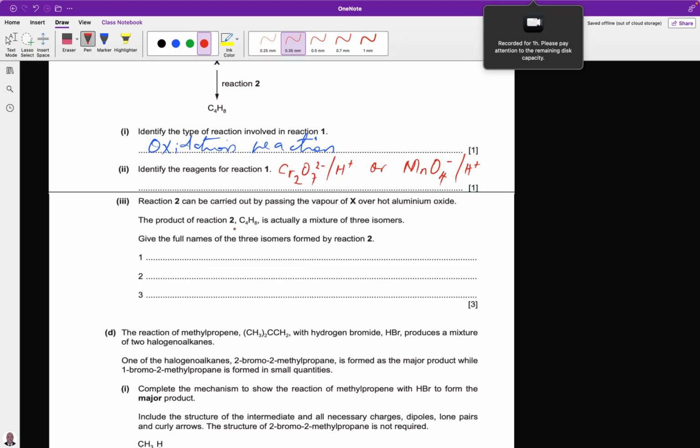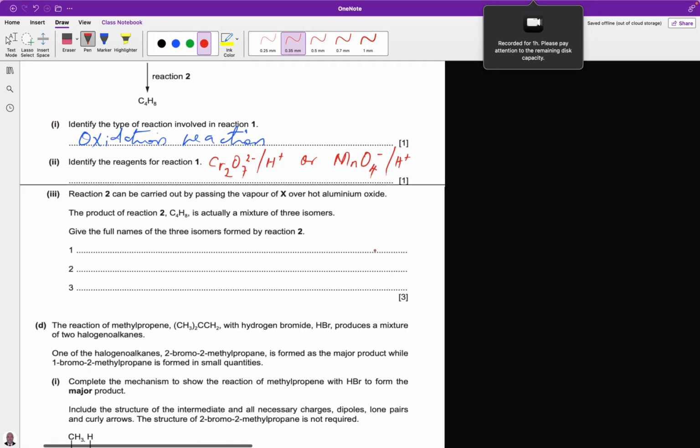The product of reaction 2, which is a butene, is actually a mixture of 3 isomers. Give the full names of the 3 isomers formed by 2.